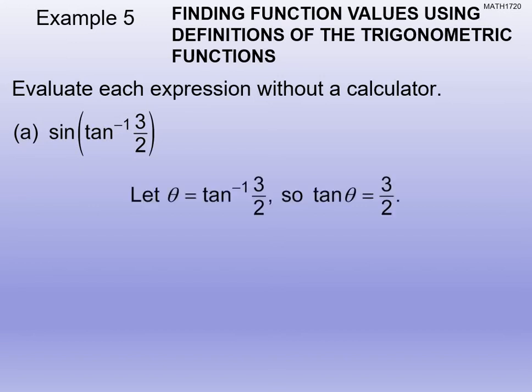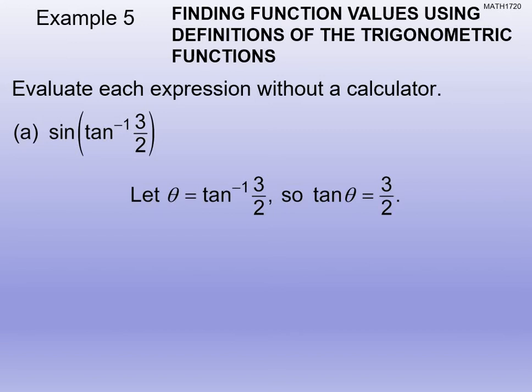So we're going to say theta is tangent inverse of 3 over 2. When we write this out, we know that tangent of theta is 3 over 2. That's how we're undoing the arc tangent, or the tangent inverse. Remember I said, when you're looking for an arc cosine, arc sine, arc tangent, arc cotangent, secant inverse, cosecant inverse, what you're really doing is looking for the angle. So what this really tells me is tangent of theta is 3 over 2.